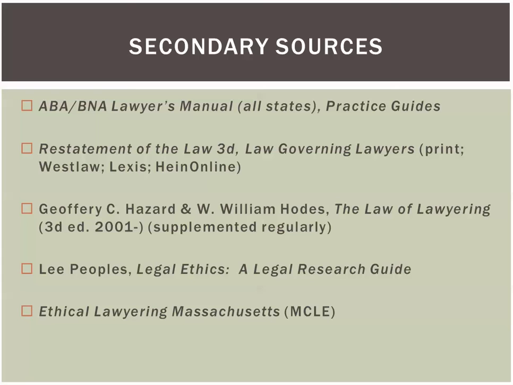And again, remember when we're looking at a particular state, we want to look for state secondary source materials as well. For example, in Massachusetts, there's an MCLE treatise, Ethical Lawyering in Massachusetts, which could be really helpful. So let's take another quick look at the ABA BNA Lawyers Manual. And again, I'm going to go in through our database list because I think the presentation is a lot better.